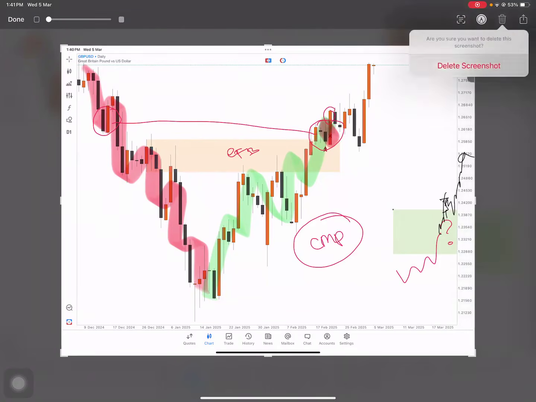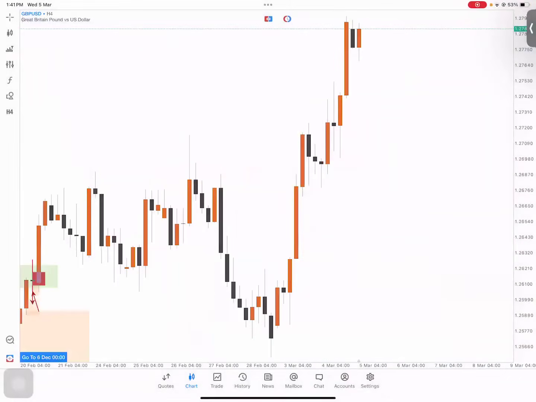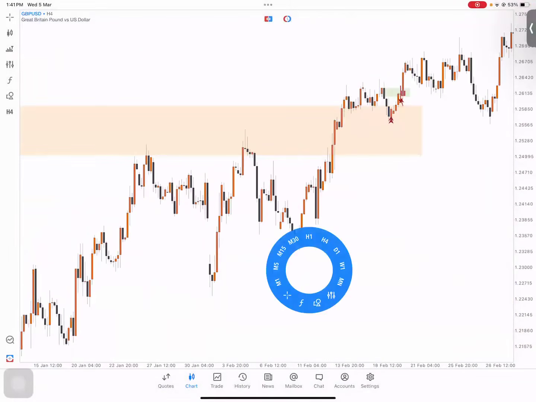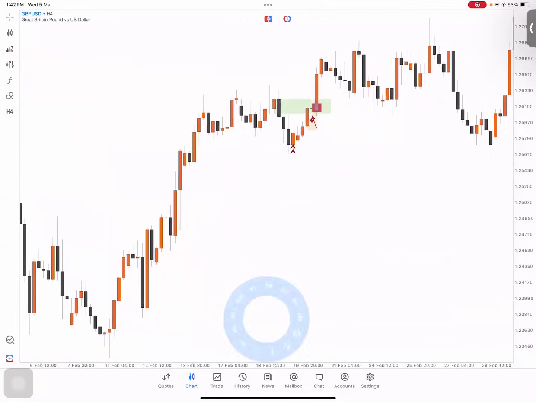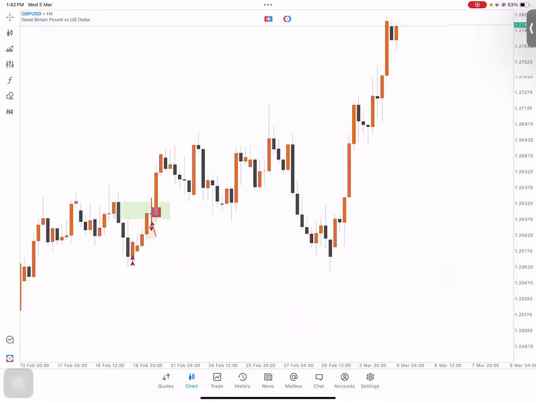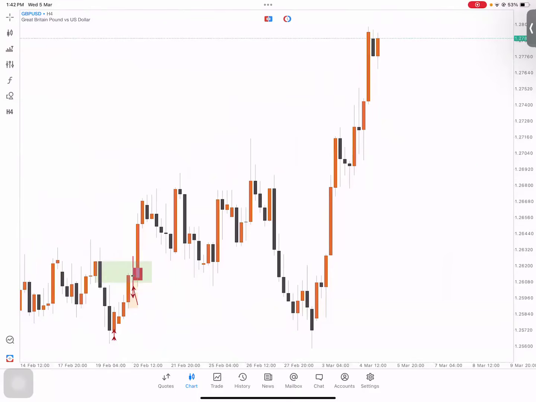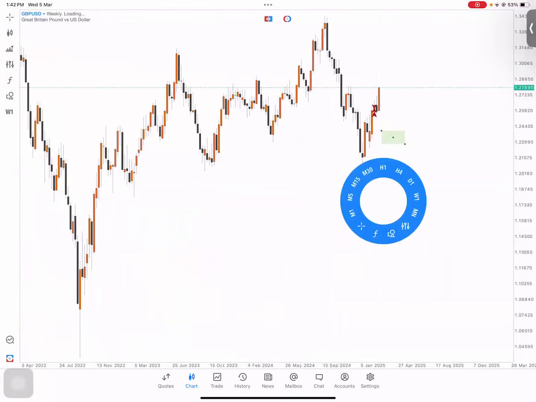I'll show you another example. I randomly find any pair. Okay, I delete this big one. I randomly find any setup without looking at the higher time frame. I will do the same. Hold on, simply because if you look at the high time frame, you're definitely going to know what's going on.